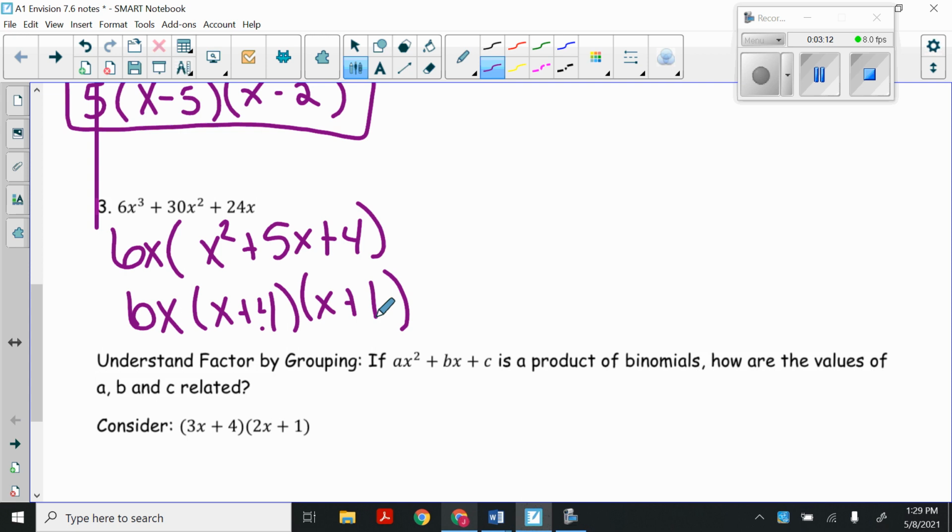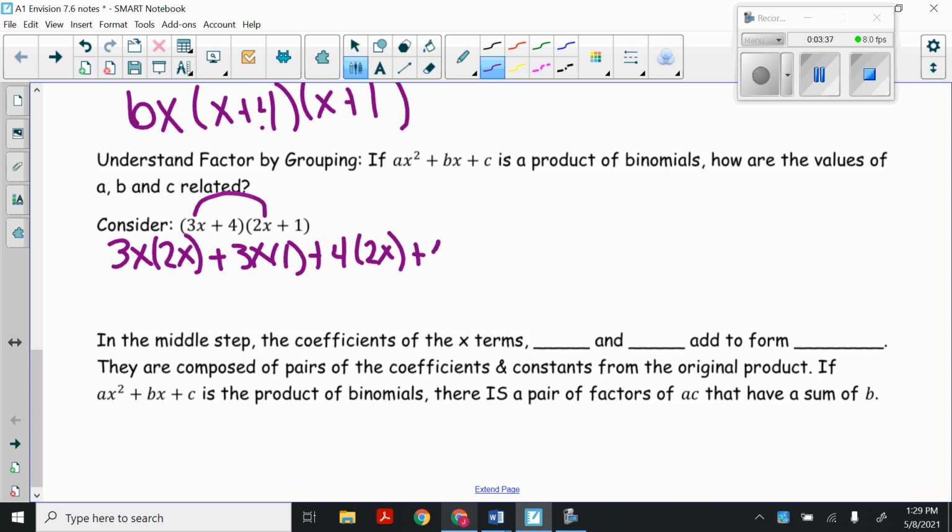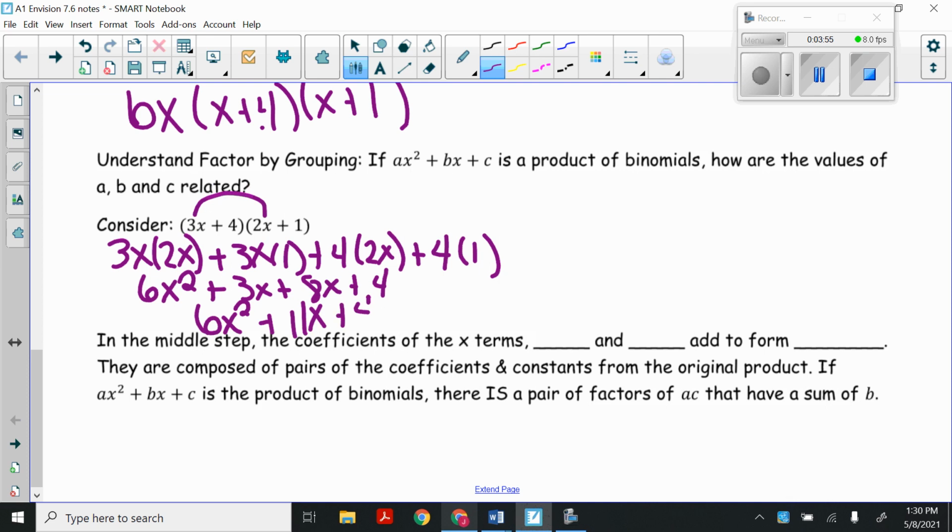All right, so now we're going to understand factor by grouping. So if ax squared plus bx plus c is a product of binomials, how are the values of a, b, and c related? So let's go back to multiplying 2 binomials together. So the FOIL method. So I would get 3x times 2x plus 3x times 1 plus 4 times 2x plus 4 times 1. So 3x times 2x gets me 6x squared plus 3x plus 8x plus 4. And then our last thing that we did was combine like terms. So I have 6x squared plus 11x plus 4.